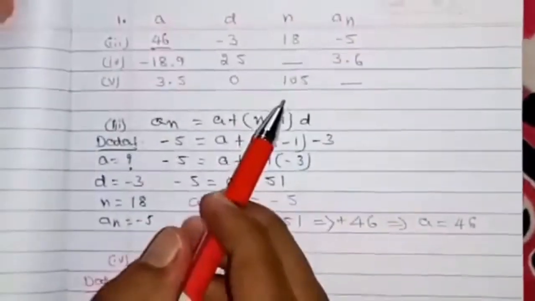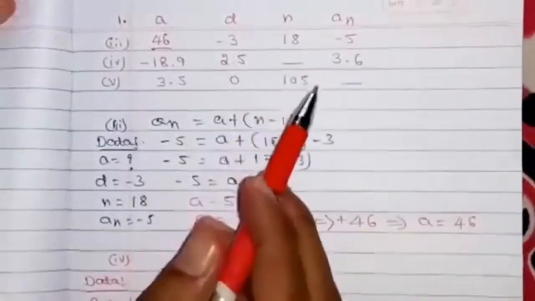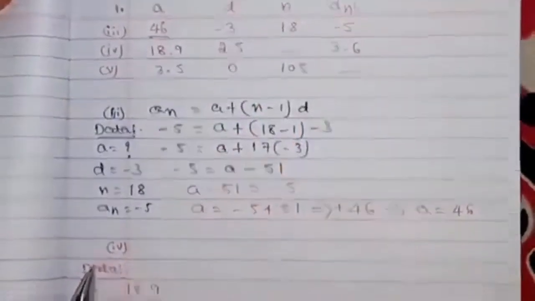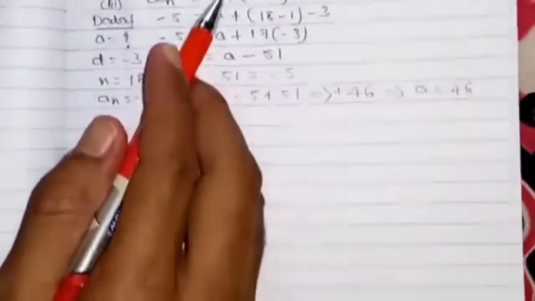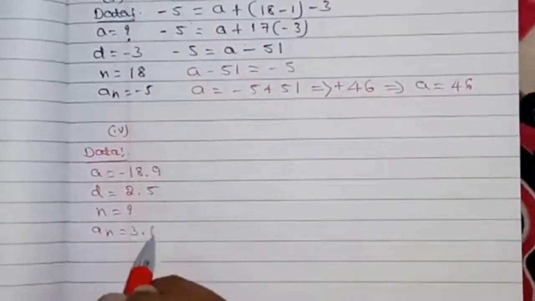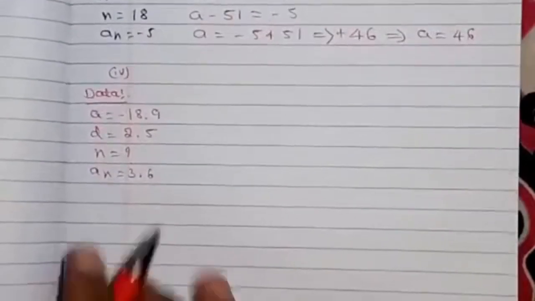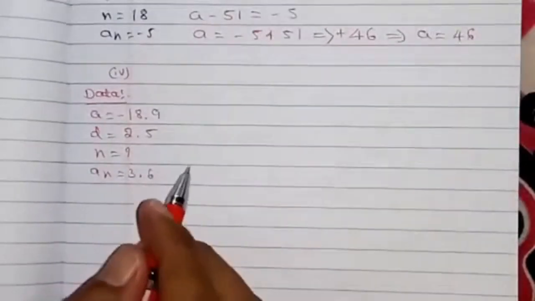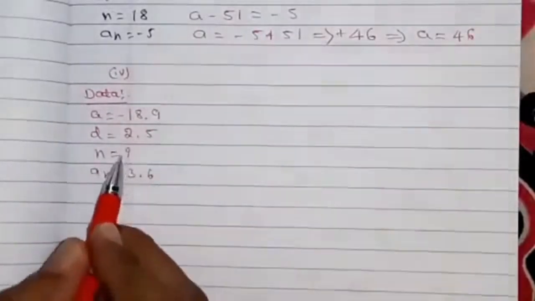Write down as usual how they have given it, and if they are asking for n, then write n is equal to question mark in the data, right? So next, for an they have given nothing but 3.6, so therefore an is equal to 3.6, right children? Now you have the data. Just apply the nth term formula, apply the values to the formula, simplify it, and find the value of n, right?